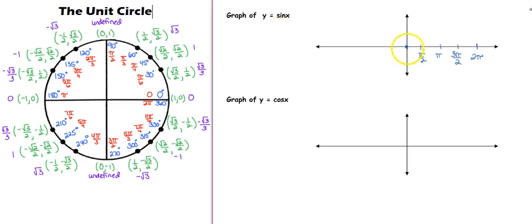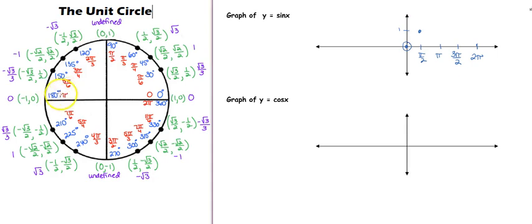So if I'm at 0, what is the y value at 0? If I go to my unit circle, the y value at 0 is 0. That is my starting point. Now when I go to pi over 2, my y value at pi over 2 is all the way up at 1. So at pi over 2, my sine is 1.